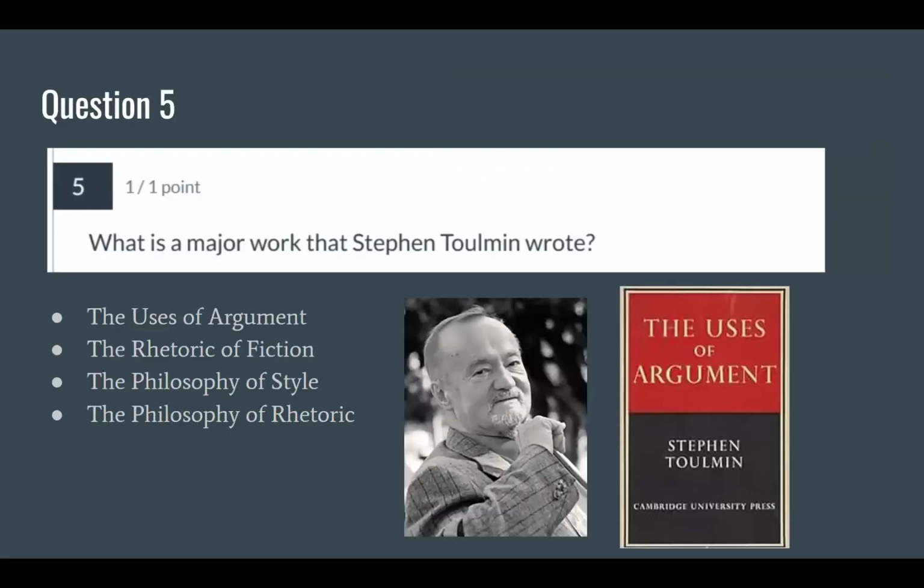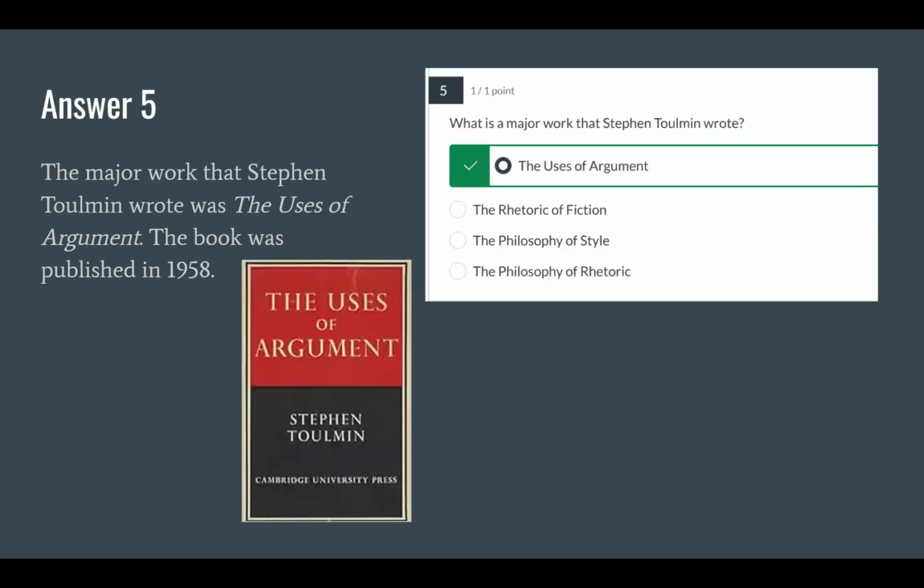Question number five. What is a major work that Stephen Toulmin wrote? I mean, I just put the picture on here, but it's either going to be the uses of argument, the rhetoric of fiction, philosophy of style, or the philosophy of rhetoric. Obviously, the answer is going to be the uses of argument. He published his book in 1958.